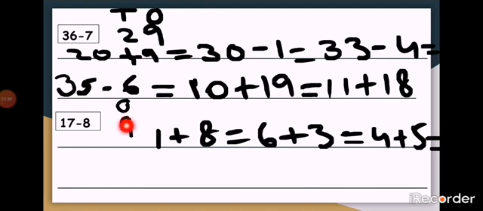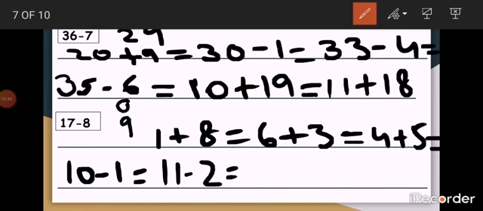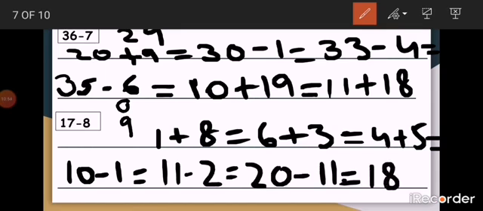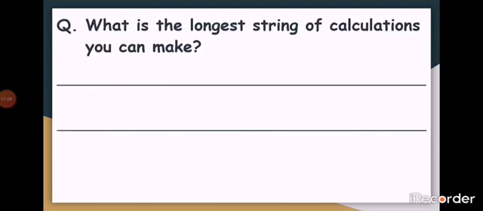And if you want to find out the subtraction calculation, put a bigger number. Suppose the next number is 10. 10 minus 1, 11 minus 2, 12 minus 3. Or you can write 19 minus 10. So I'm writing some of them here. For example, 10 minus 1 is equal to 11 minus 2 is equal to, you can write 20 minus 11. You can write 18 minus 9 and so on. So this is your choice to make addition or subtraction calculations. But you can make as many as you can. So in this way, we will do our work.